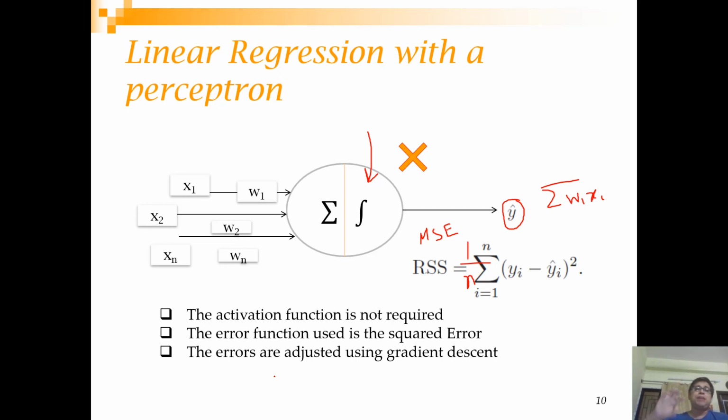So if you just make these three changes, you don't use the activation function, for the error function you use the squared error, and you adjust the errors using gradient descent instead of your perceptron learning, your perceptron can work as a linear regression model. Such a perceptron is also called a linear perceptron. Can we use it for logistic regression?